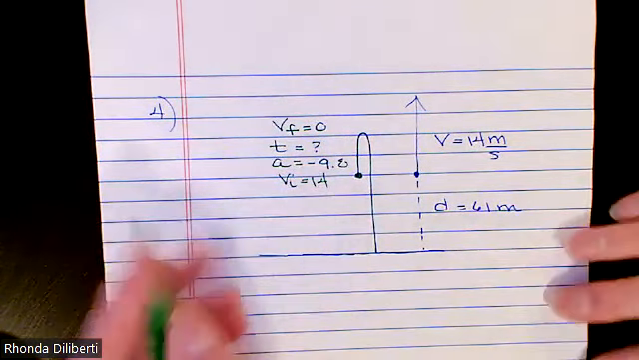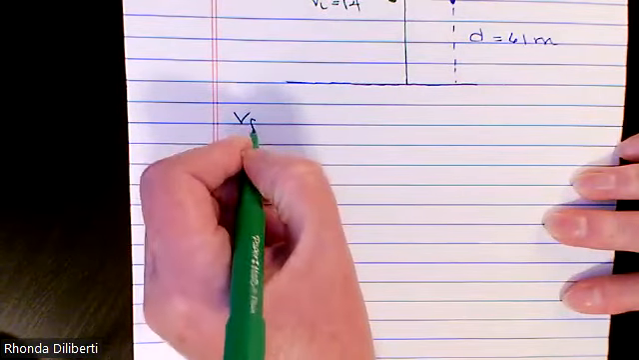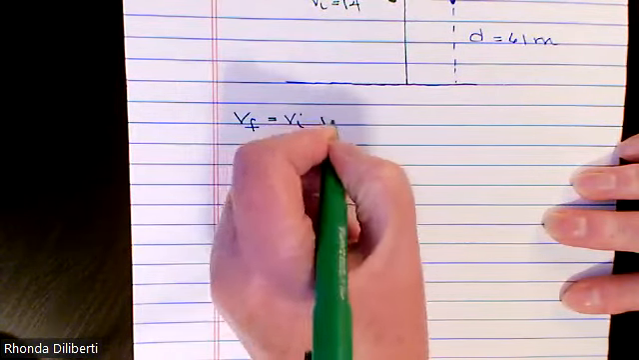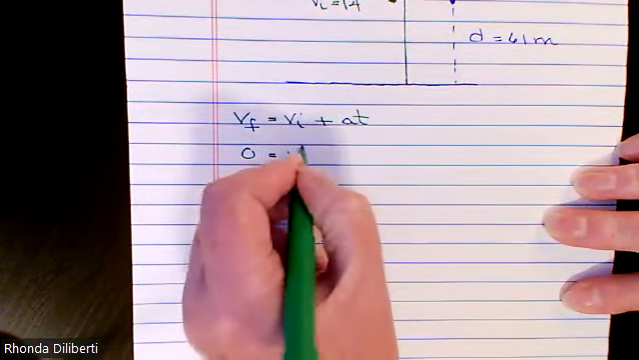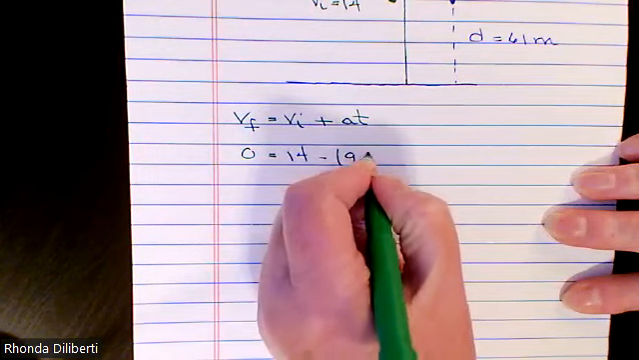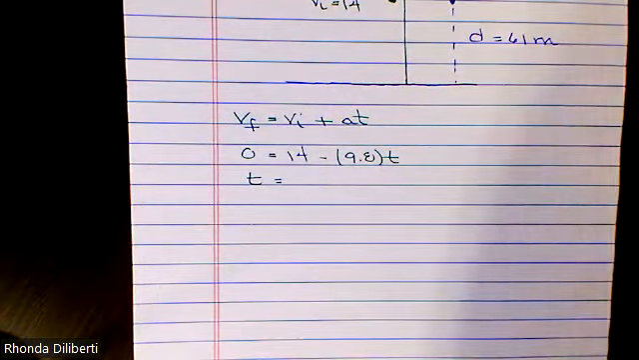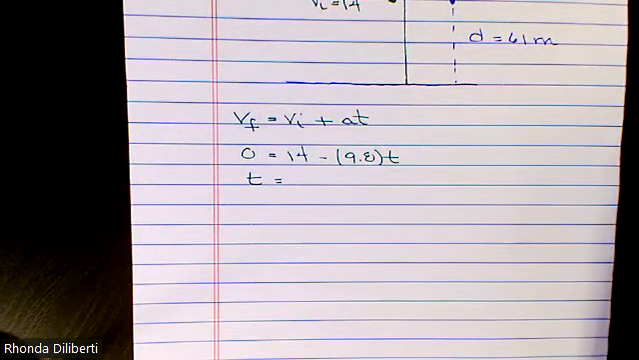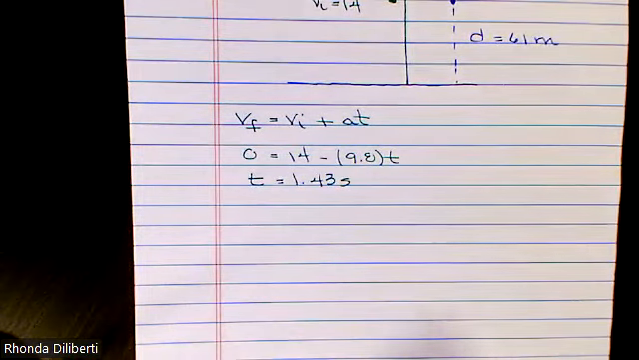So you can see that we could use our first acceleration equation. Let me move this up. We could go VF equals VI plus AT. That would be 0 equals 14 minus 9.8 times T. And so T will turn out to be 14 divided by 9.8. I'll do that real quick. 14 divided by 9.8, I get 1.43 seconds. So that's how long it's going to go up.